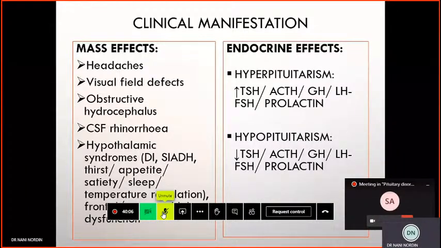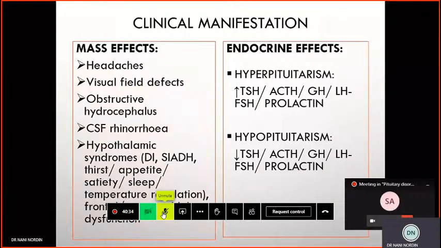So you have to go back and relate all this to your anatomy. What symptoms can you have when there's lateral extension? What symptoms can you have when you have superior extension? What symptoms can you have when there's inferior extension? It's all in your anatomy.